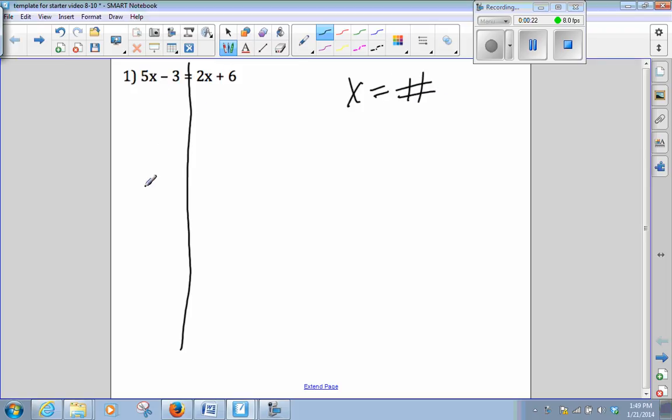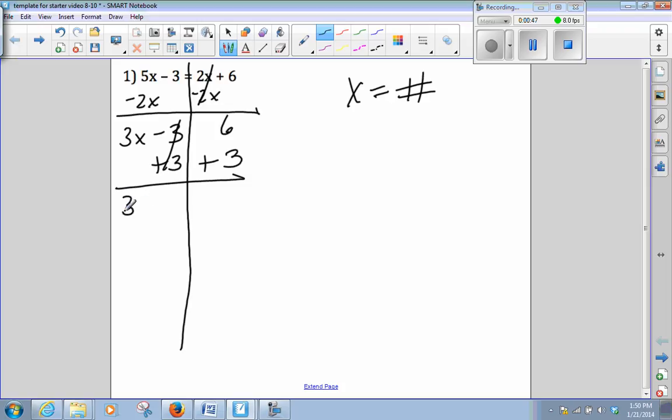So I have to get rid of one of these two variables. I'm going to get rid of the 2x just because it's smaller, which is going to cancel. Leave me with a 6. If I subtracted 2x from over here, I have to subtract 2x from over here. So I've got 3x minus 3. Now I still need to get that x further isolated, so I need to get rid of this 3 by adding a 3.